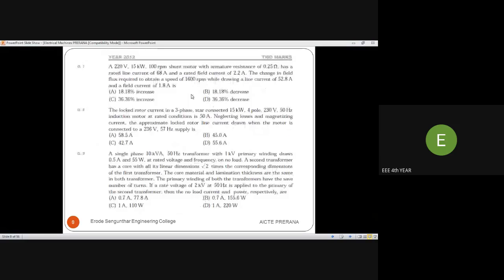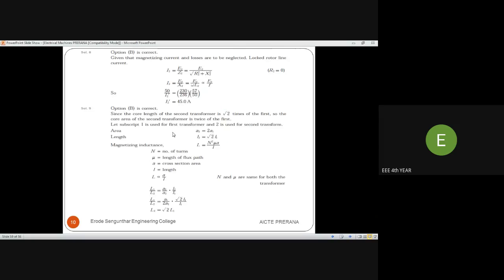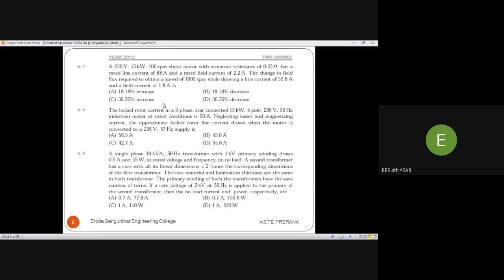Here 230 is the initial voltage, the starter voltage, and 236 is the voltage applied at locked rotor. Similarly, the supply frequency is 50 Hz, and after locked rotor, the frequency is 57. We can substitute these parameters in this formula and find the locked rotor current, 45.0 ampere. That is in option B. Option B is the correct answer.